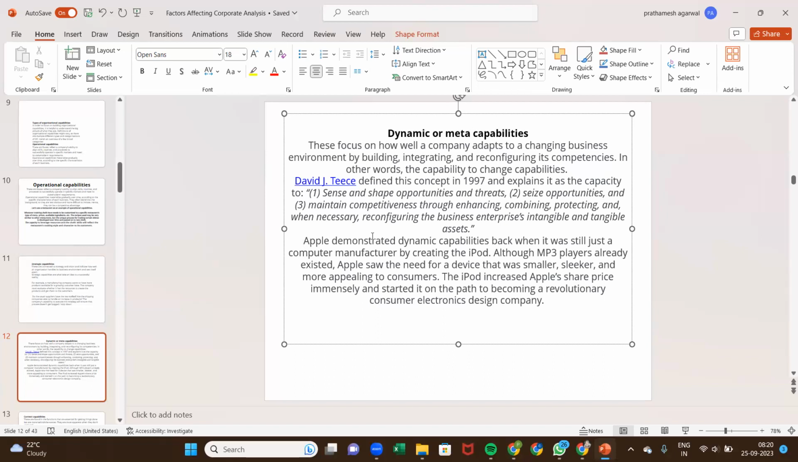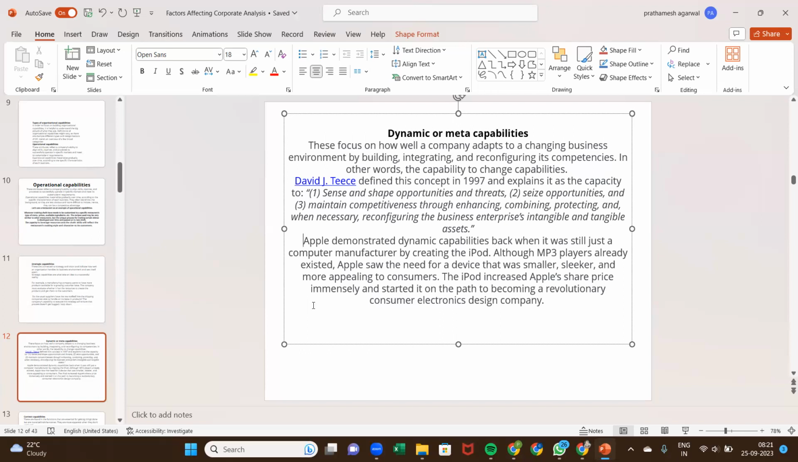Apple demonstrated dynamic capabilities back when it was still just a computer manufacturer by creating the iPod. See how it entered the market. Although MP3 players already existed, okay, MP3 players, you know those discs, already existed. Apple saw the need of a device that was smaller and sleeker, right? A small device, sleeker means a thin device, not too bulky, and more appealing to customers. It was portable. You could carry that iPod everywhere while traveling and hear the songs.